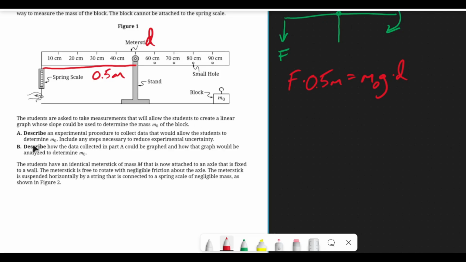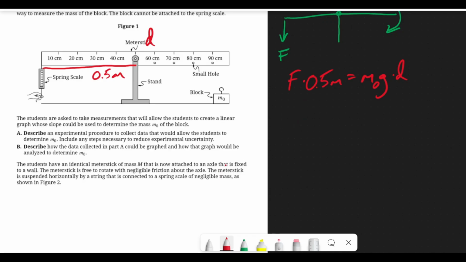In part B, I want to describe how the data collected in part A could be graphed and how that graph would be analyzed to determine the mass of the block. So this is my equation that I used in part A. I know my distance right here. That allows me to find my torque, my force times my distance, and I know on the other side that these two torques are balanced, and so I have the mass of the block times g times the distance, how far away the block is from the axis of rotation right here. That will allow me to find my mass, and I repeated my experiment to find my mass.